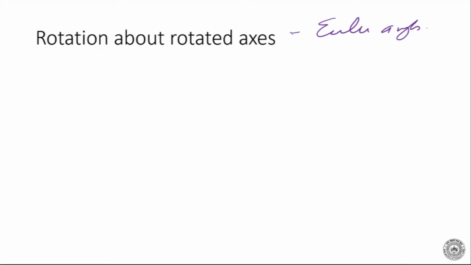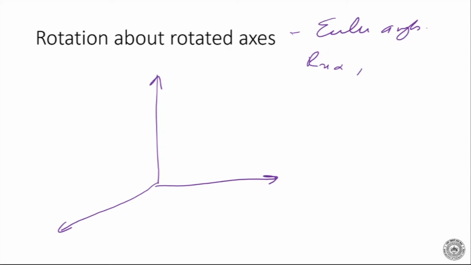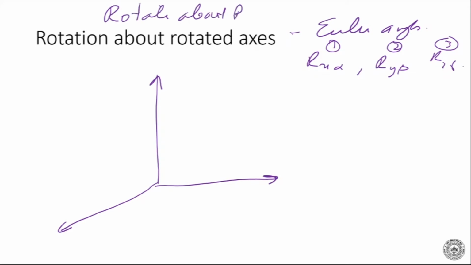Okay, now in this particular case, we are rotating about a rotated system. That means the first axis is always going to remain the same. So R_x(alpha), then we are going to rotate by R_y(beta) and R_z(gamma). Okay, so this is my first, second, third, but rotate about a rotated axis. Okay, so this is my x, y, and z.